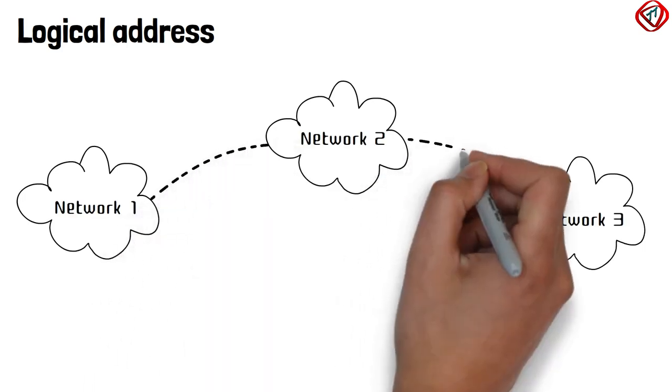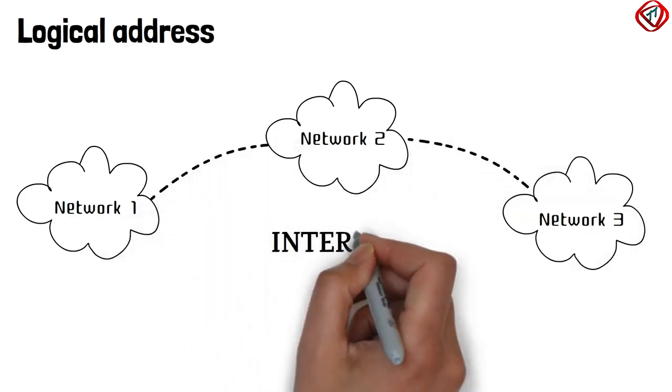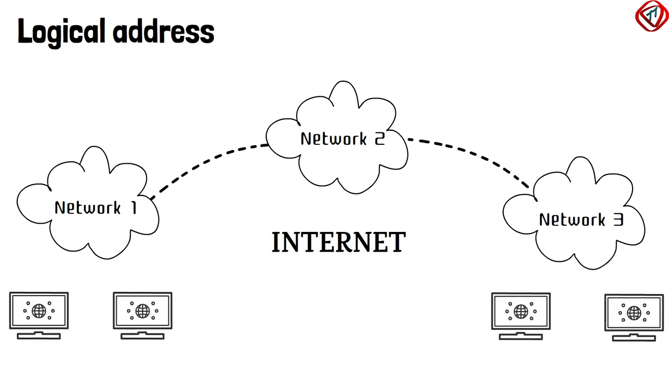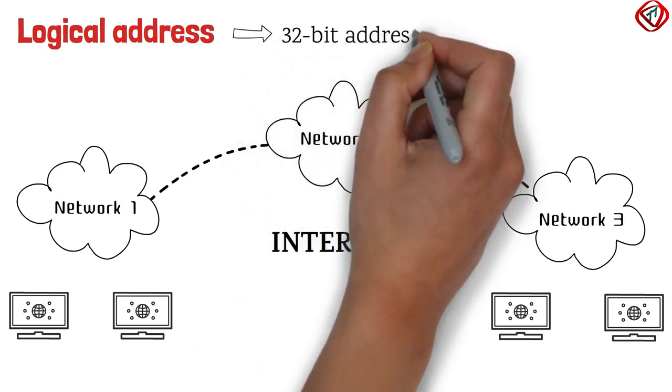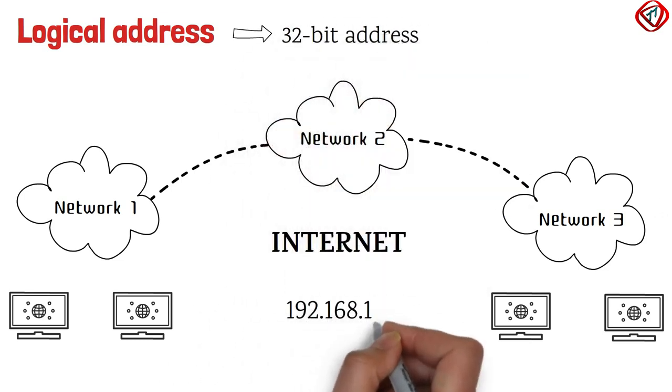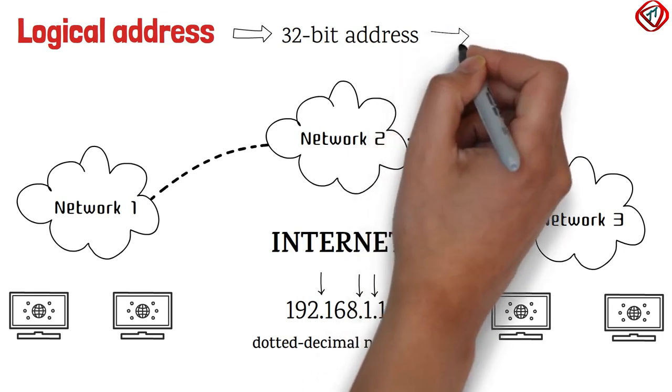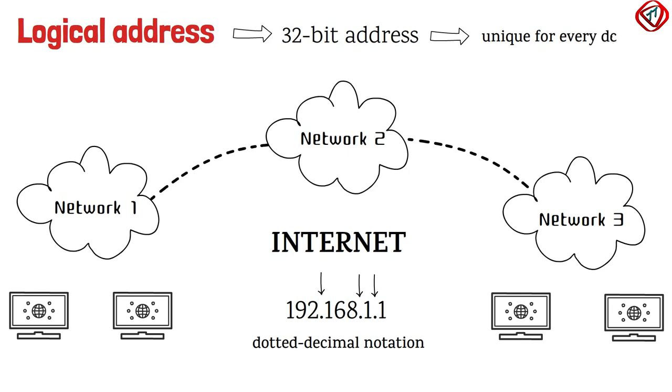Next is logical address. Multiple networks link to each other to form an internetwork or the internet. On the internet, the devices are identified with an address called a logical address. It is a 32-bit address written in the form of decimal numbers separated with dots. It is called dotted decimal notation. Decimal numbers range from 0 to 255. No two devices on the internet can have the same logical address.